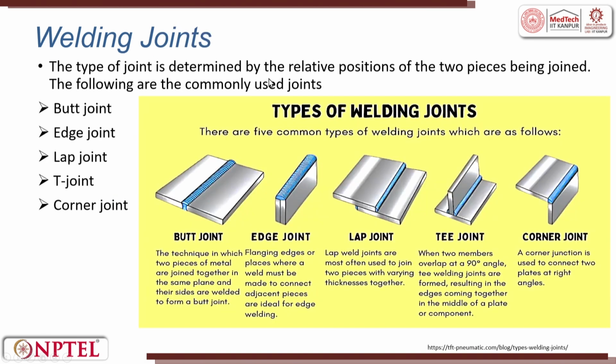There are different types of joints, and it is better we have some idea. This is called the butt joint. In solid state welding, we have always been talking about different types of butt joints, flash joints, they are all butt joints, right. This is butt, plate face to face. This is called an edge joint. So, flanging edges or placing where a weld must be made to connect the adjacent pieces are ideal at the edges. This is edge, something like a book, but here you cannot open. The two metal pieces are there, on the top we do it. This is edge, this is butt, this is edge.